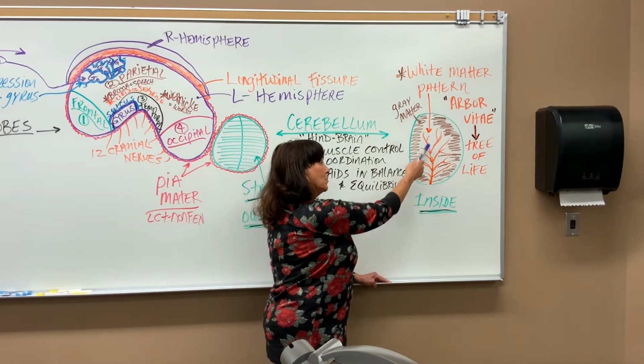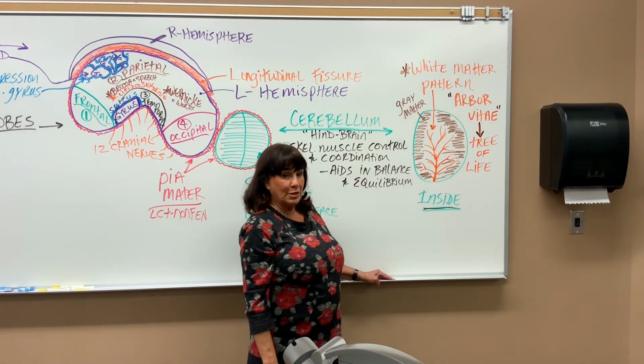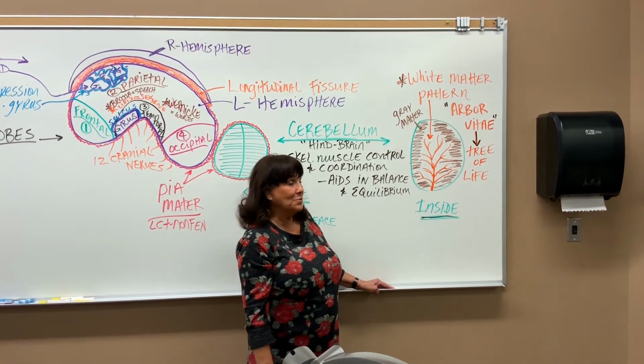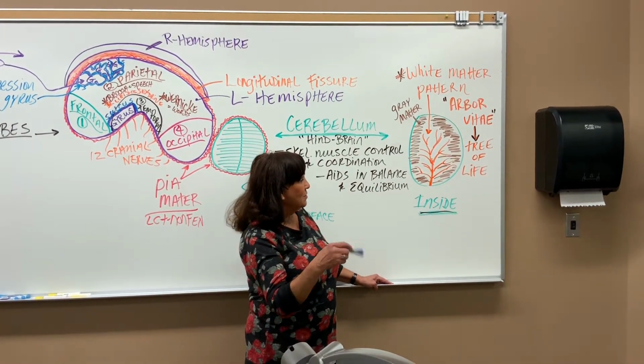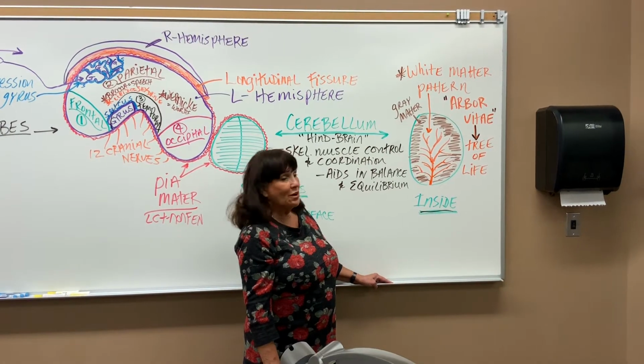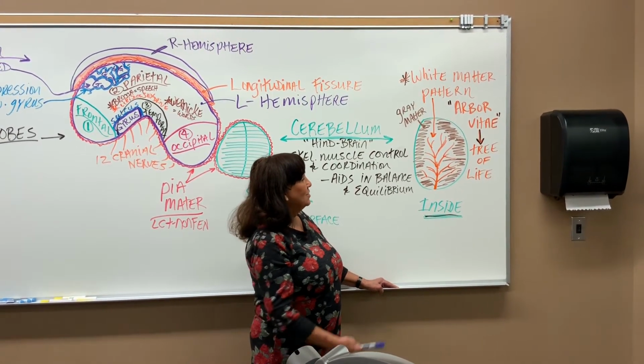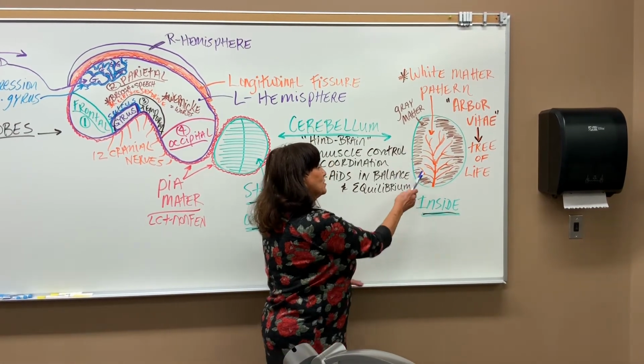And so the white matter, one more time, is made out of what? It's made out of the axons and myelinated axons with all the cholesterol, the myelin, and then also there are some dendrites in with the axons. All right, so that's the inside pattern to the cerebellum.